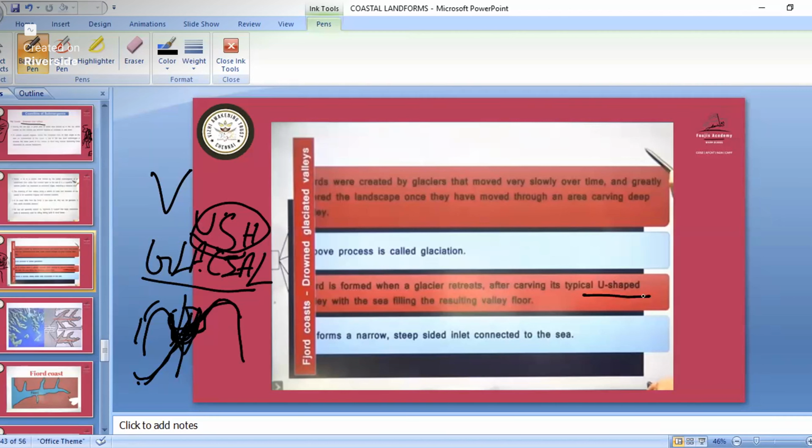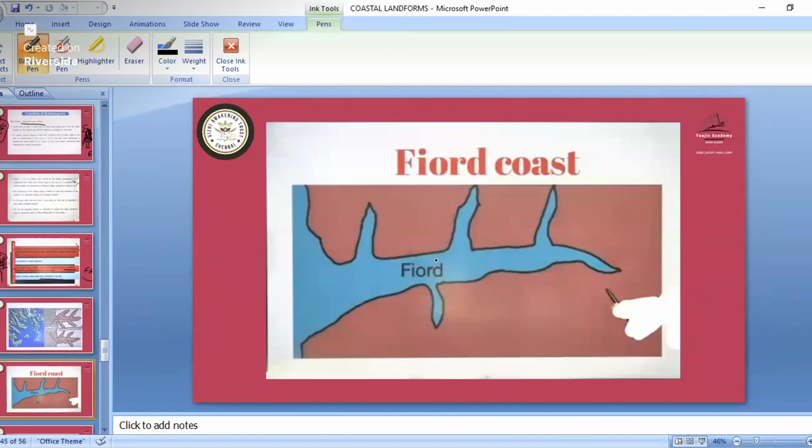So in that, sea water is going and mixing when the rise of the sea water takes place, or the fall of that landform takes place. That U-shaped valley is mixing with the sea water. So in that way, a fjord coast forms. They form a narrow, steep-sided inlet connected to the sea. So that is one of the fjord coasts. You can see a fjord coast example here.